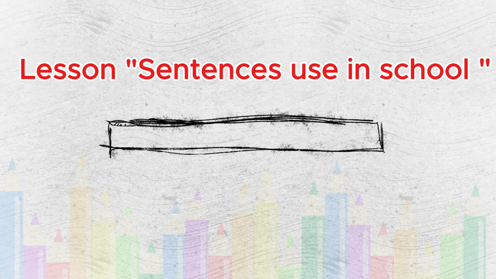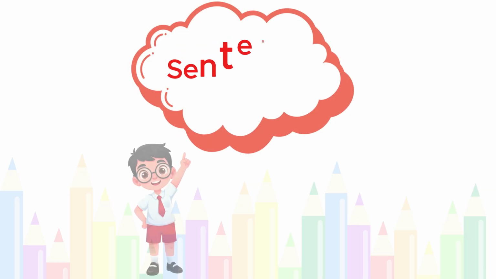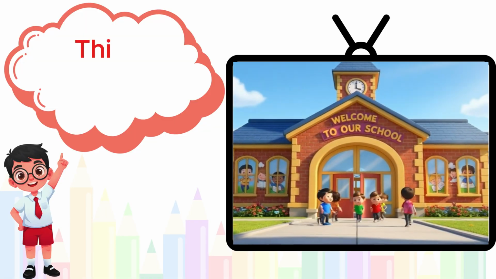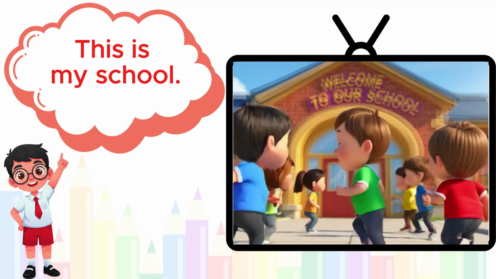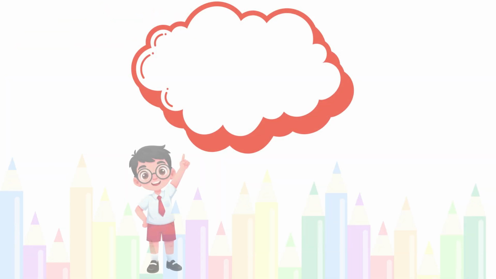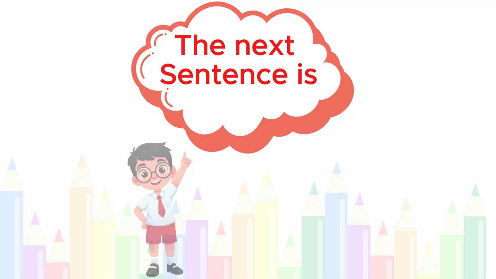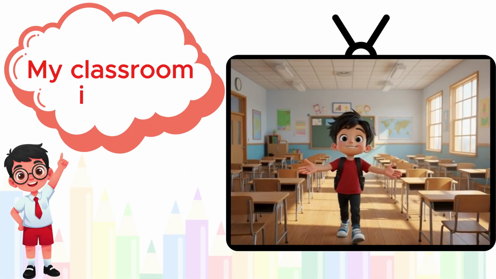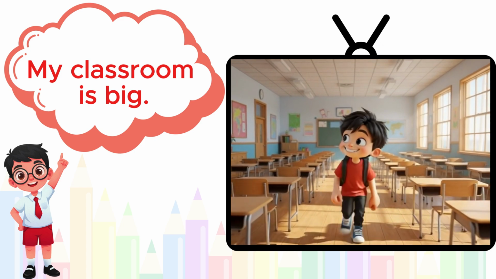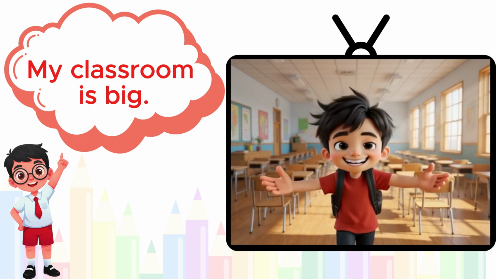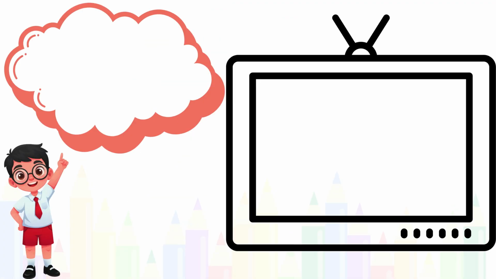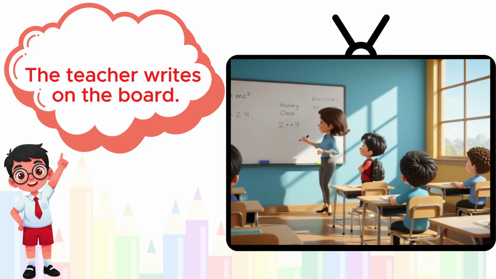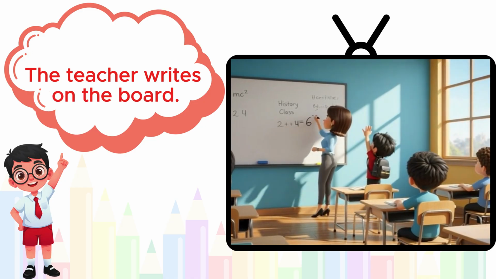Lesson: sentences used in school. Sentence is: This is my school. This is my school. The next sentence is: My classroom is big. My classroom is big. The next sentence is: The teacher writes on the board. The teacher writes on the board.